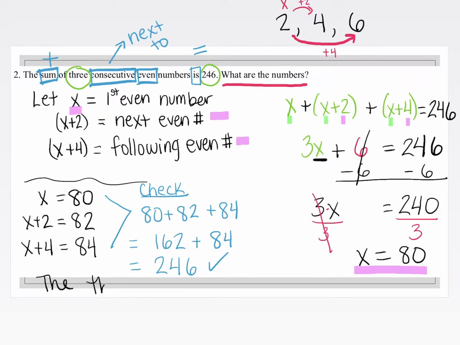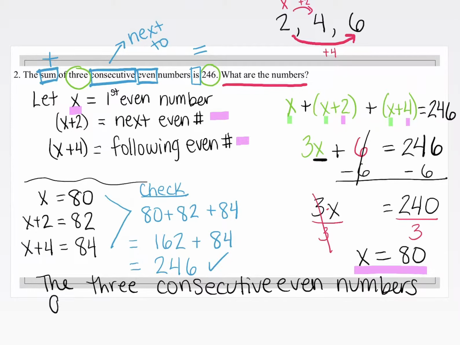So the 3 consecutive even numbers are 80, 82, and 84.